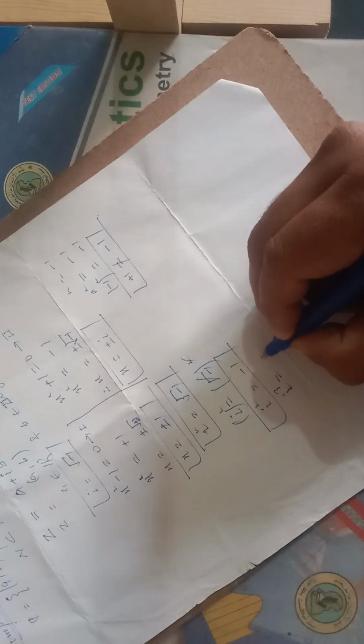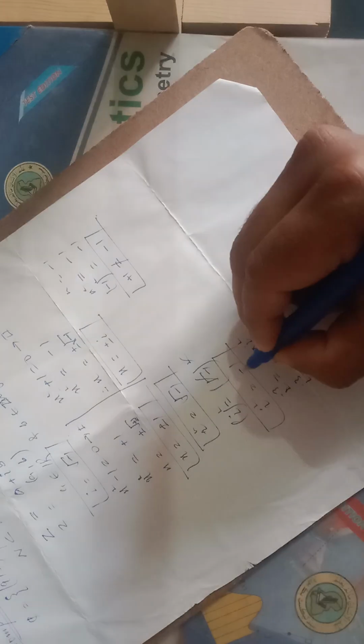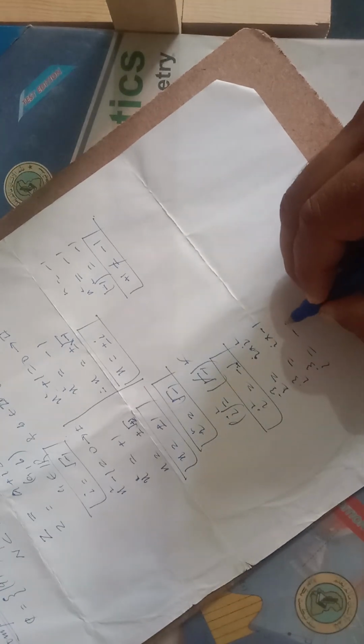If you find iota cube, we may write iota cube equals iota into iota square. We find iota square is minus 1. So iota into minus 1. So iota cube is equal to minus 1 times iota.